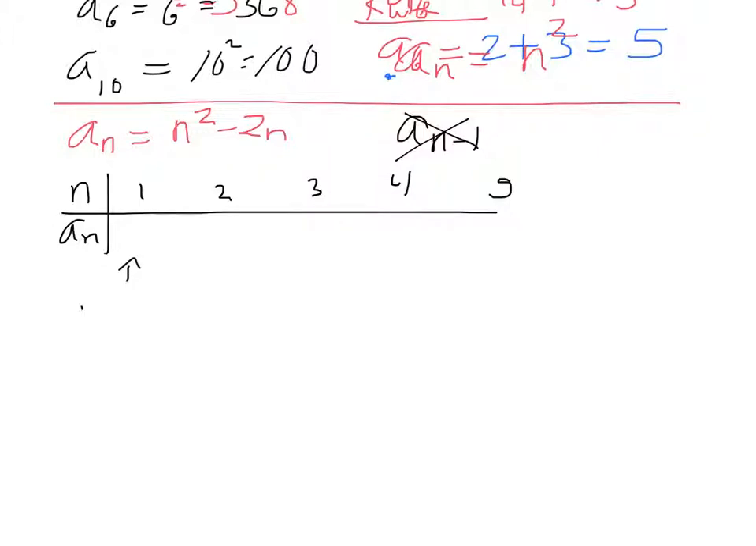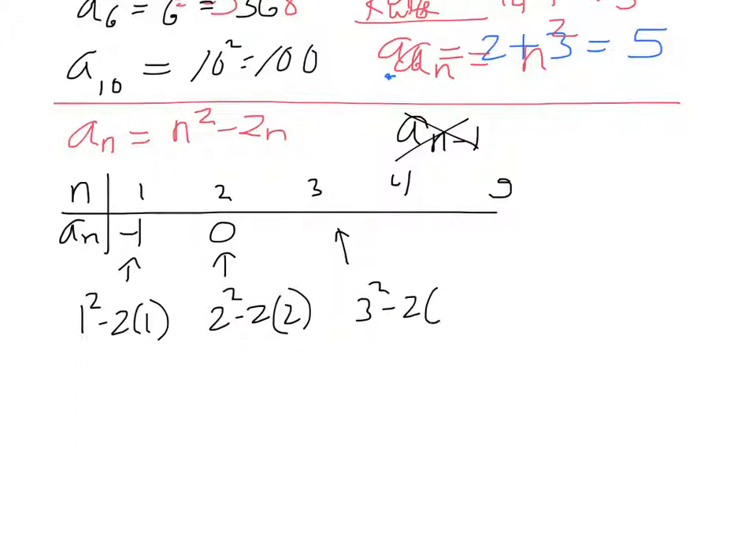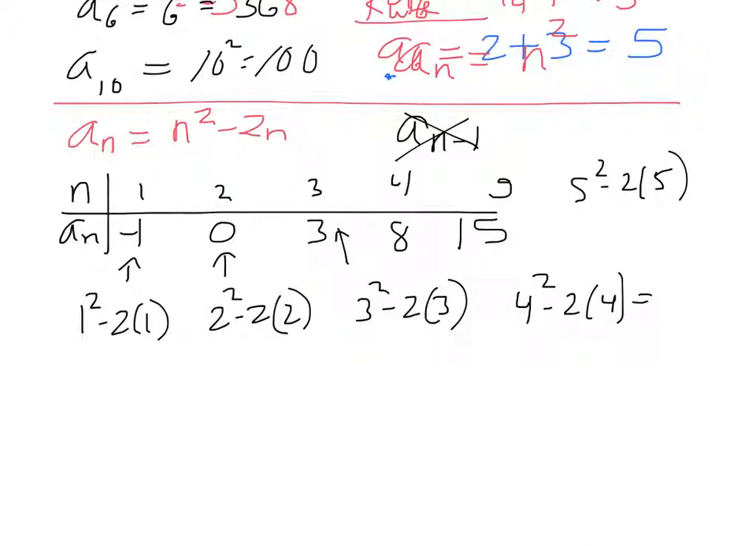So a sub 1 would be 1 squared minus 2 times 1, which I believe is negative 1. The second term would be 2 squared minus 2 times 2, which is 0. The third term, right here, would be 3 squared minus 2 times 3, which is 3. The fourth term would be 4 squared minus 2 times 4, which is 8. And then this last term would be 5 squared minus 2 times 5, or 15. So now we've used this explicit rule to write out the first 5 terms of that sequence.